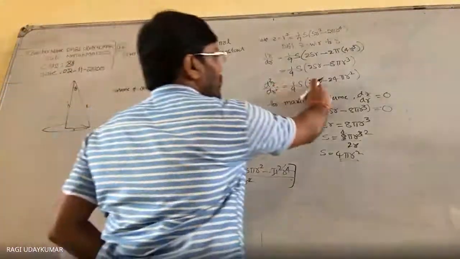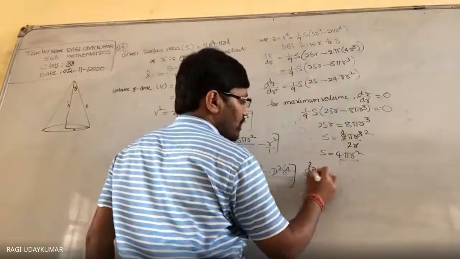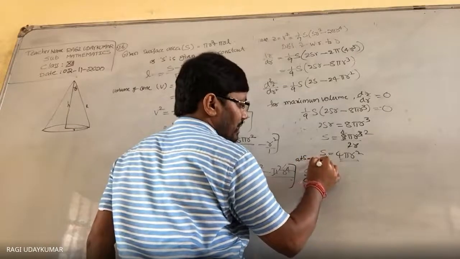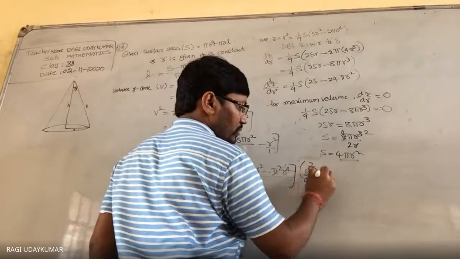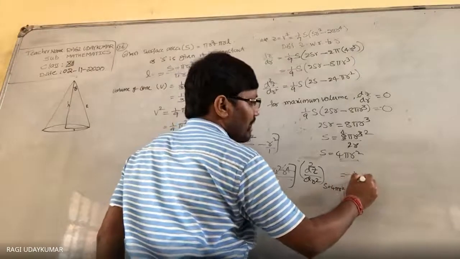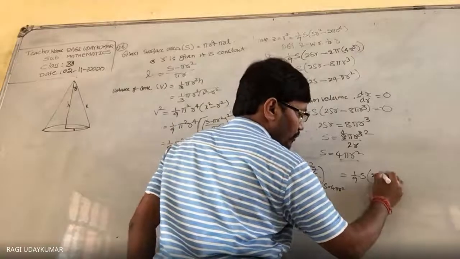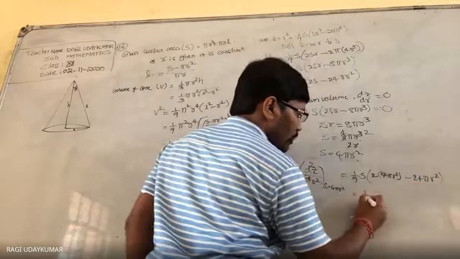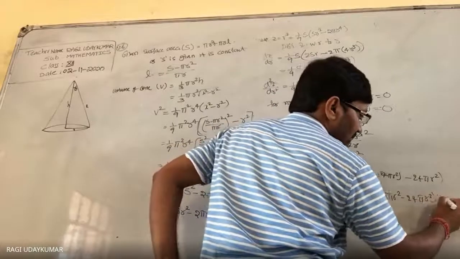Will you get less than 0 here? 8 pi r square minus 24 pi r square. So d square z by d r square at S is equal to 4 pi r square. Or you can write it here like this also, in brackets, S is equal to 4 pi r square. This is equal to 1/9 S 2 into S value, which is 4 pi r square minus 24 pi r square. So this is equal to 1/9 (8 pi r square minus 24 pi r square), which is less than 0.